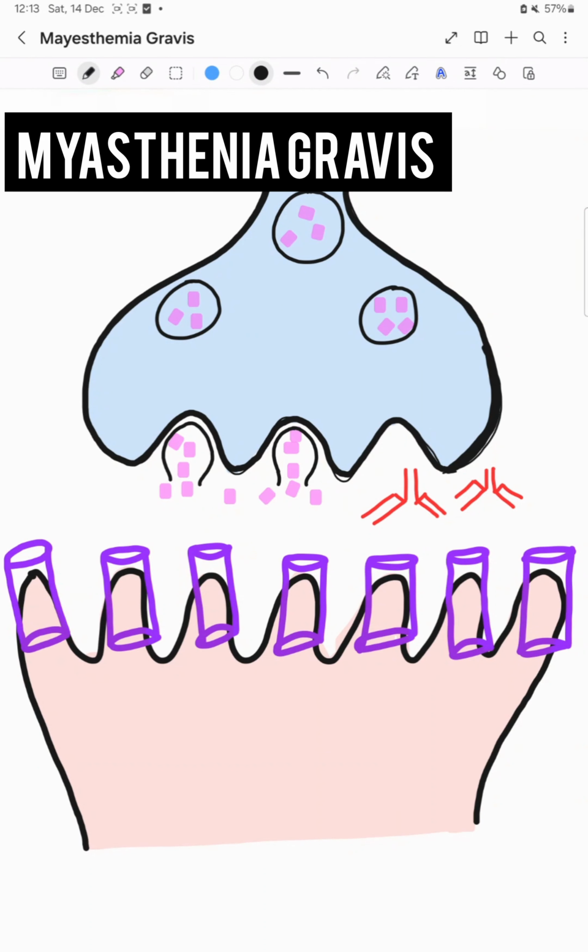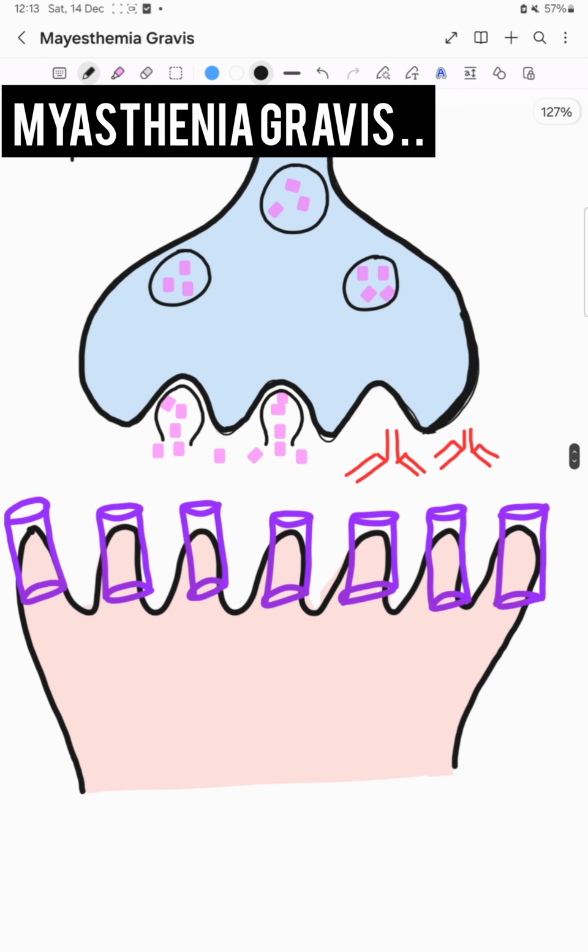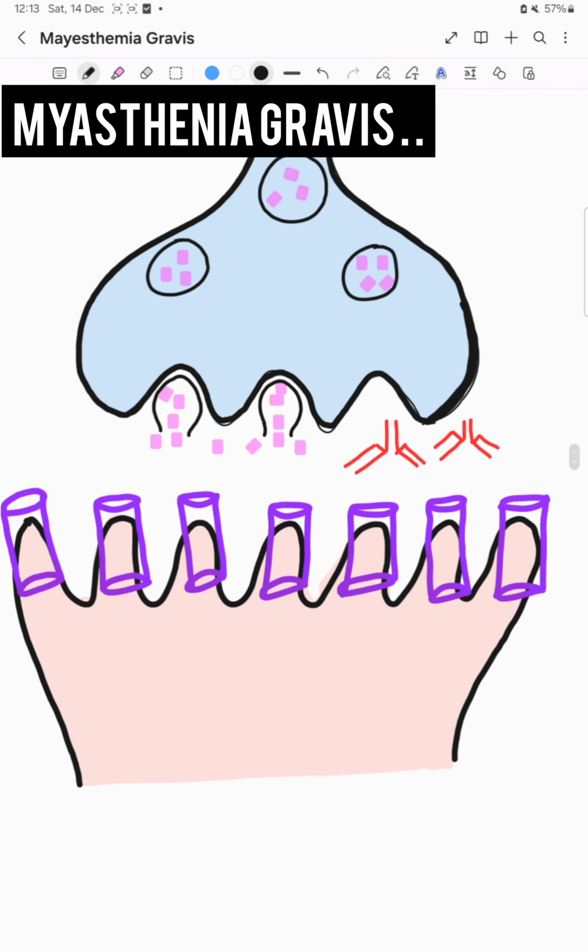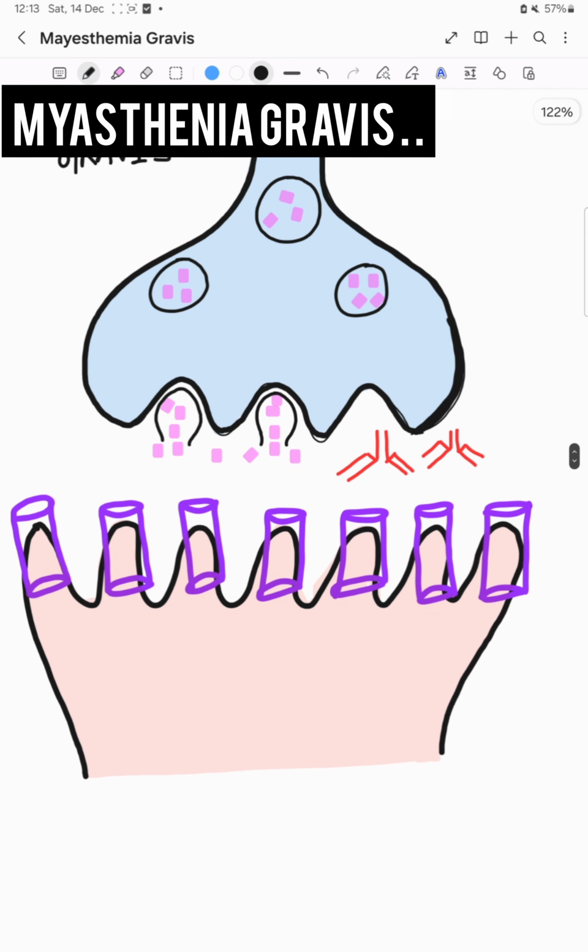Myasthenia gravis is a chronic autoimmune neuromuscular disorder that leads to weakness in the skeletal muscle, and it occurs when the body's immune system produces antibodies that block or destroy the communication between nerve and muscles at the neuromuscular junction. So here is the neuromuscular junction, and previously we have seen the normal physiology of a neuromuscular junction. In this video we will see what dysfunction occurs that may lead to myasthenia gravis.